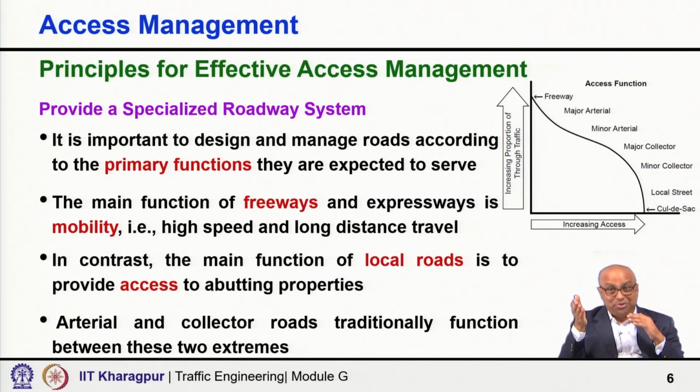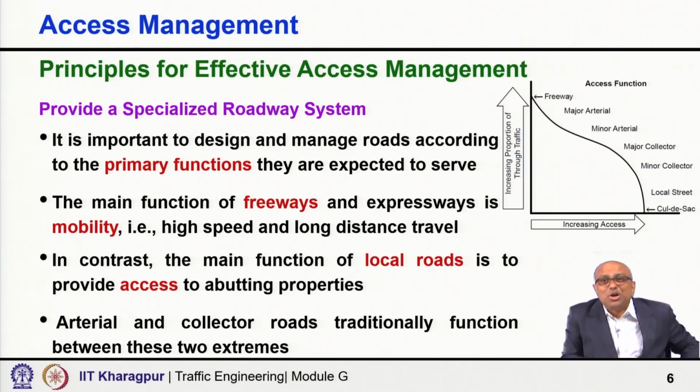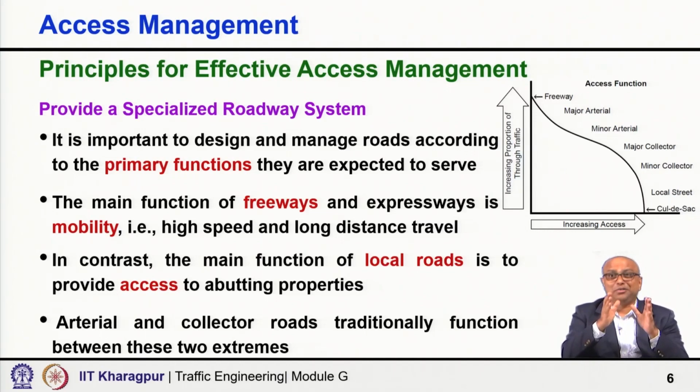Now, going to the next part, principles of effective access management. We are calling them principles, but these are in a way also interventions, which help us think of compatible interventions. In some cases I will talk about the principles, and in some cases it may eventually be more like interventions, also helping you understand what kind of interventions may be required with that principle. The very first one is to provide a specialized roadway system.